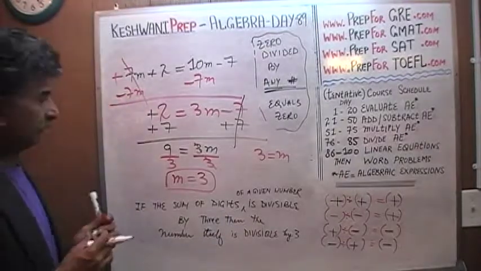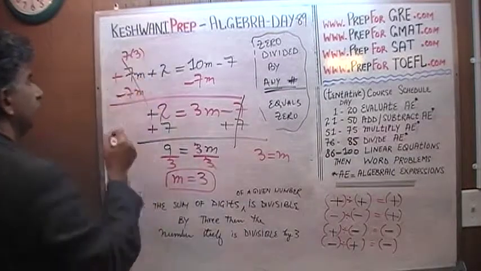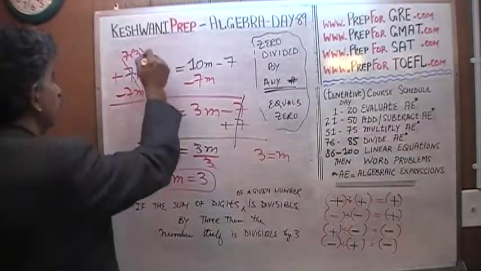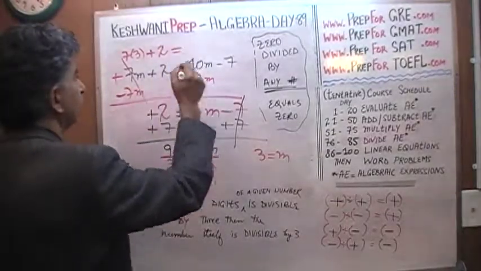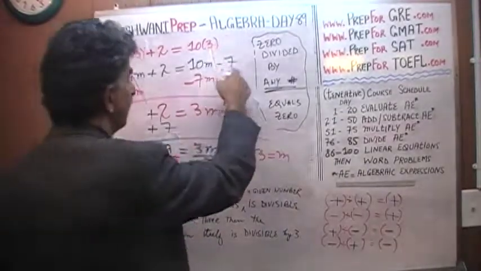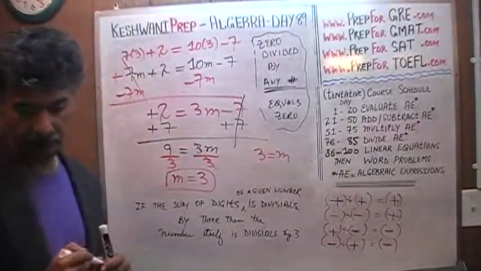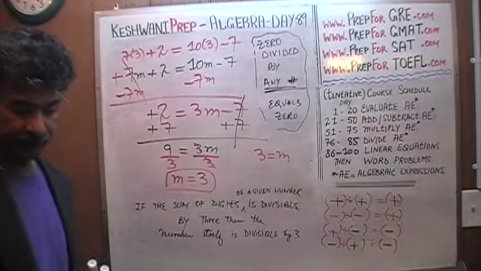We need to confirm it. We need to verify it. Put it back in here. 7 times 3 is 21, plus the 2 is 23. We better get 23 on this side. 10 times 3 is 30, minus a 7 is 23. Voila, what do you know? It works. One last one for today before we call it a day.